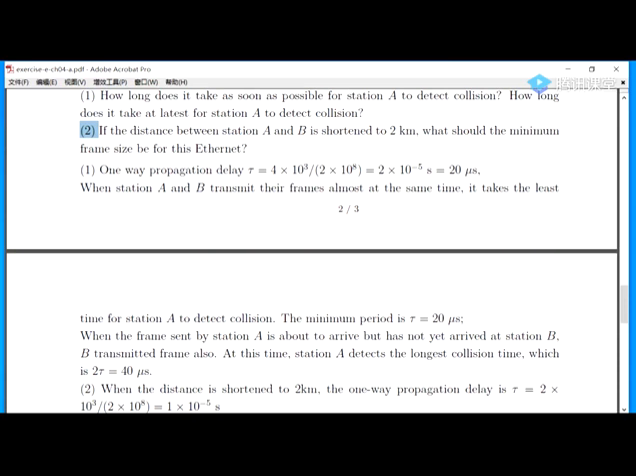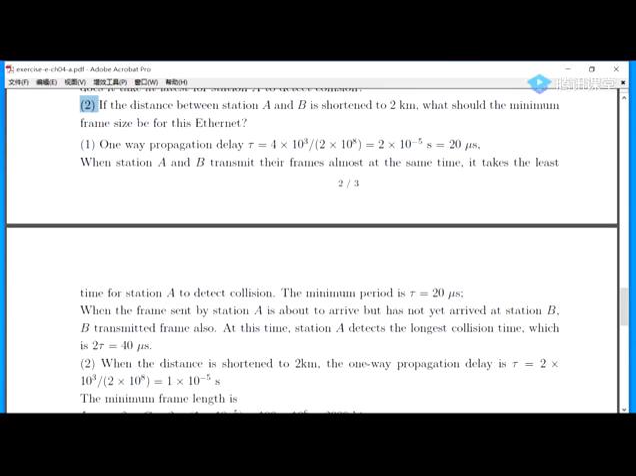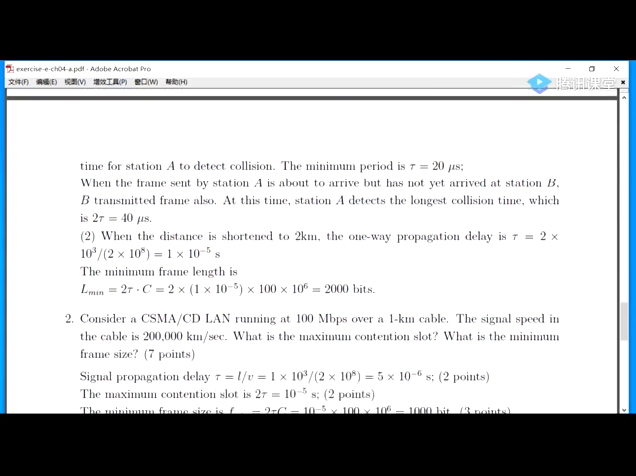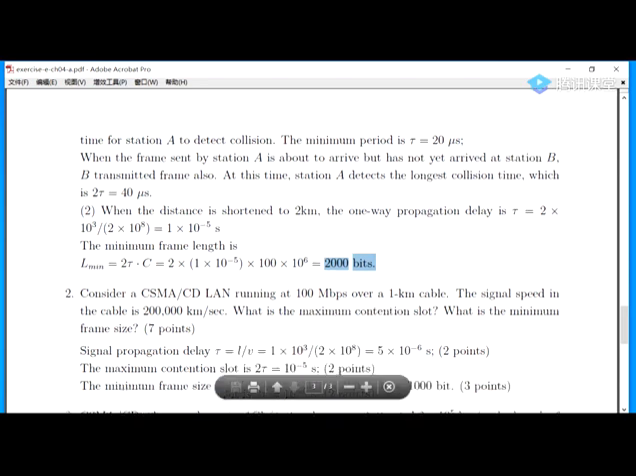If the distance between station A and B is shortened to 2 kilometers, what should the minimum frame size be? Then the new propagation delay, tau prime, is 10 microsecond. Then L min, the minimum frame length, is 2 tau times data rate capital C, right? So we get 200 bits.